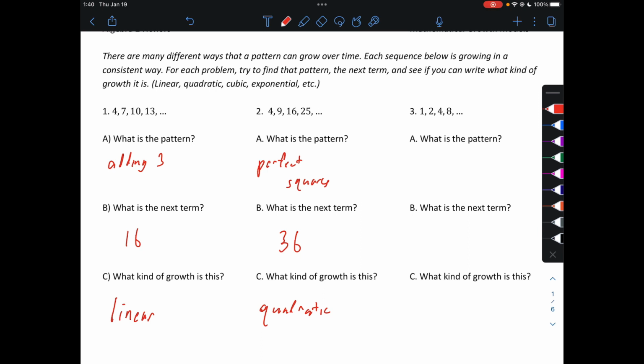The last one, 1, 2, 4, 8. So the pattern would be that we're multiplying by 2 each time. The next term would then be 16. What kind of growth is this? So in our sequences and series unit, we called this a geometric sequence. But really, this is called an exponential growth. It's called an exponential function. Okay?